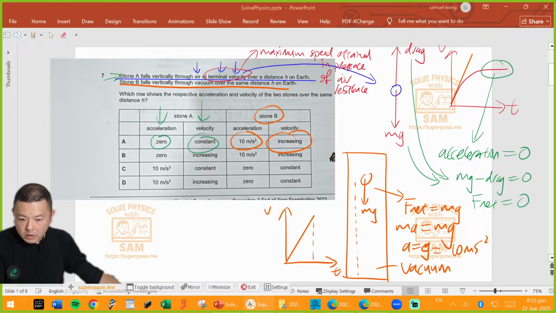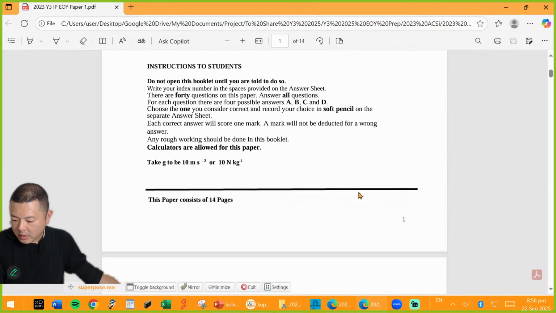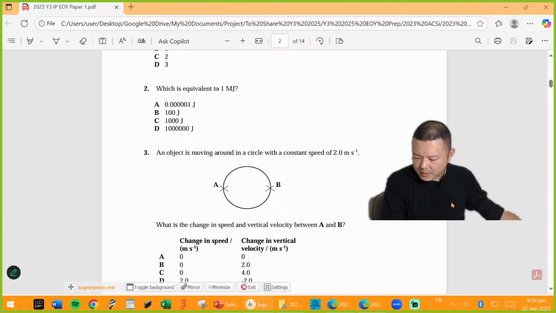All right, so I guess that was a little bit of a warm-up. What I want to do now is continue with the ACS paper. So this is the ACS paper. I did 1 or 2 questions. I think some of you asked me a question here and there.